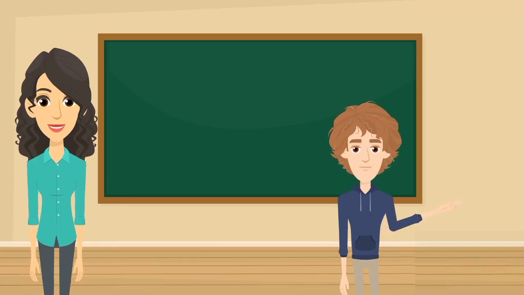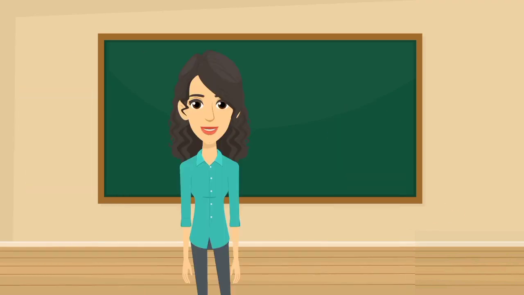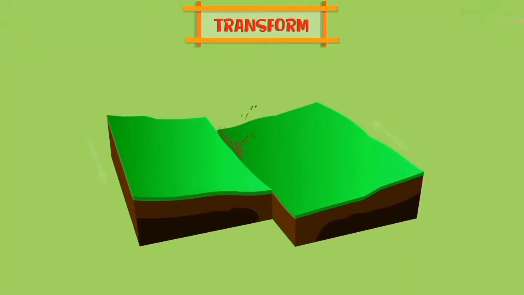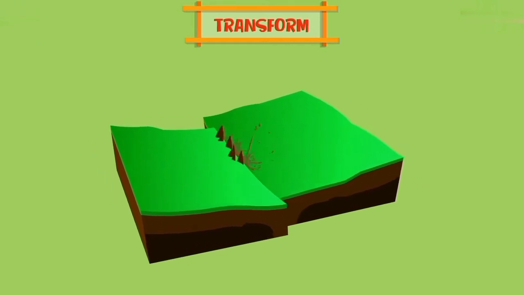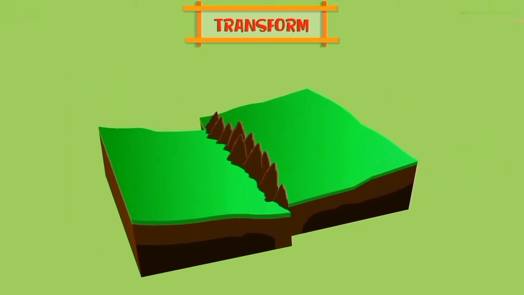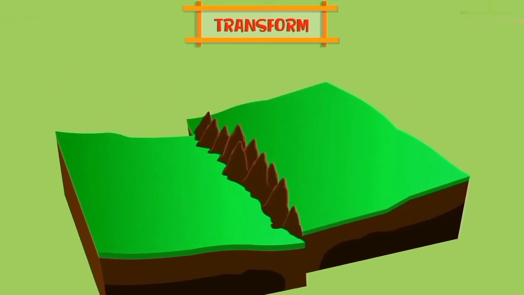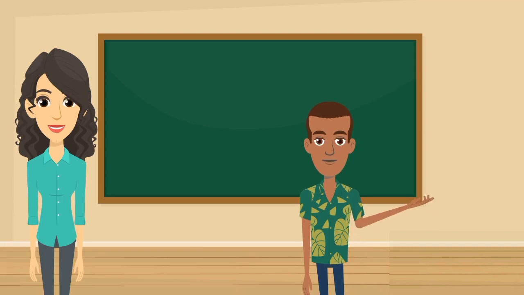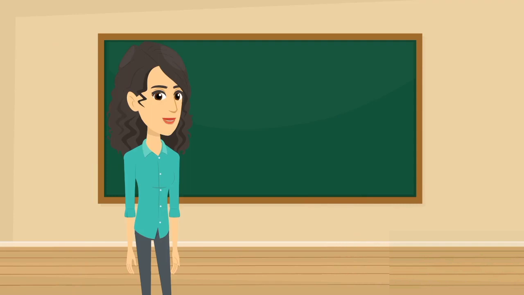Then teacher, what are transform margins? The plates slide past each other to form transform margins. As plate margins are weaker than other areas, such margins are generally vulnerable to earthquakes, volcanoes and faults. These three types of movements of plates cause the present form of the continents. Yes. Through divergent, convergent and transform movements of the plates, the present form of the continents is caused.